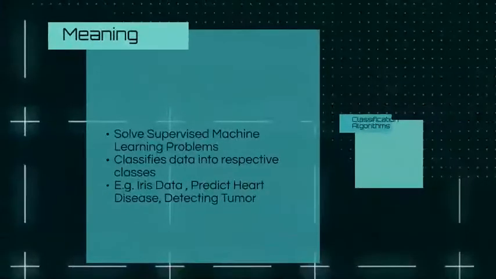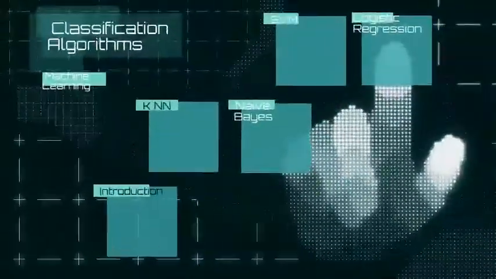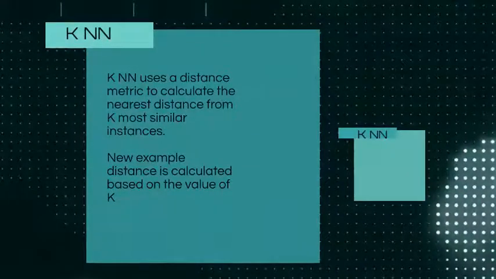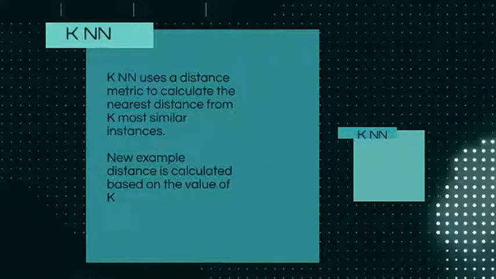So now let's move on to the description of each algorithm in short. KNN is K nearest neighbor. What happens here is that it uses a distance metric to calculate the nearest distance from the K most similar instances. This distance metric could be any, but by default it is Euclidean distance, and it has a formula also. I'm not going into formula calculations, but just to give you a basic introduction, it uses this distance metric to calculate the nearest distance of the neighbors.